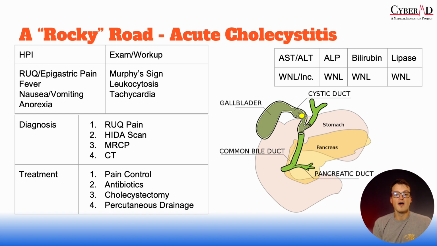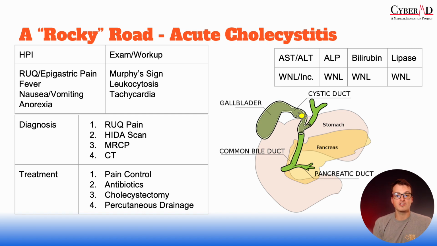HIDA scan stands for hepatobiliary aminodiacetic acid scan. It's also known as cholecystography or hepatobiliary scintigraphy. In this scan, a radioactive tracer is injected into the bloodstream, and subsequent imaging allows for visualization of the biliary tree. If the cystic duct is obstructed, the gallbladder itself will not fill with the dye. For me, I always remembered this by saying to myself that if the right upper quadrant ultrasound is negative and you think there is a stone hiding in the cystic duct, get a HIDA scan.